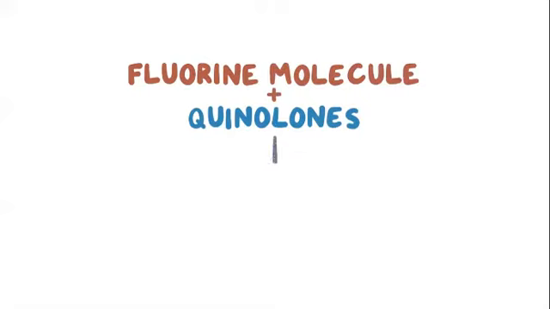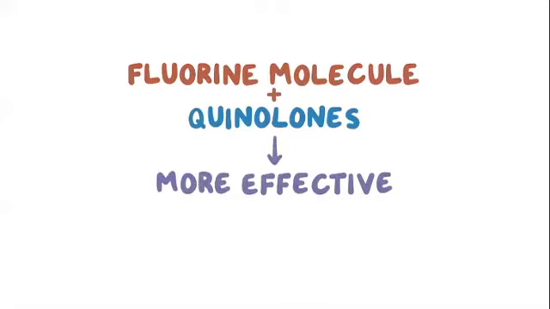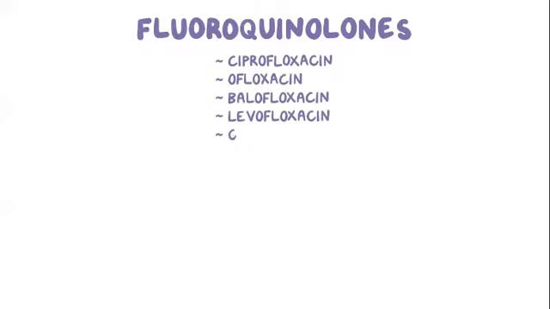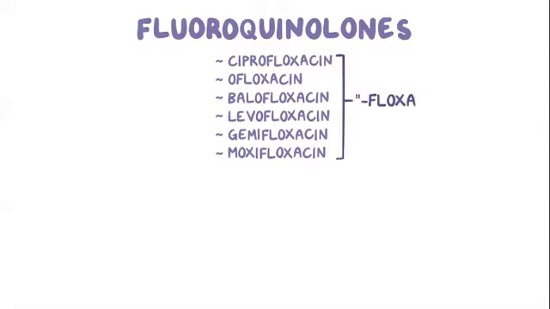Now, quinolones were created to target bacterial topoisomerases, but it was soon discovered that by adding a fluorine molecule to the quinolones, they become more effective. So these newer medications, called fluoroquinolones, replace the older quinolones in most clinical settings. Common fluoroquinolones include ciprofloxacin, ofloxacin, balofloxacin, levofloxacin, gemifloxacin, and moxifloxacin. One way to tell a fluoroquinolone apart from other antimicrobials is that they all have the suffix floxacin.